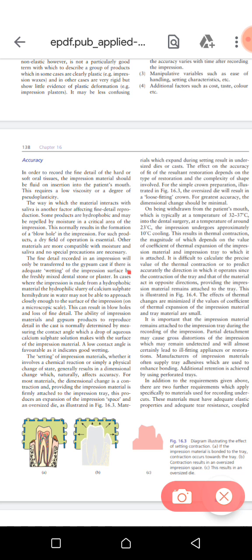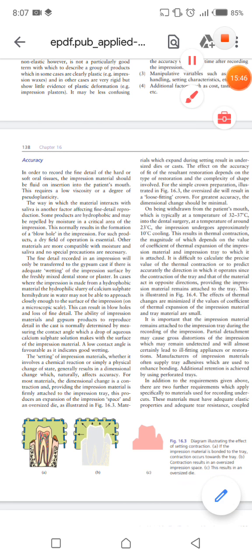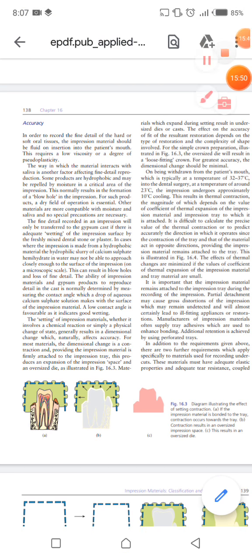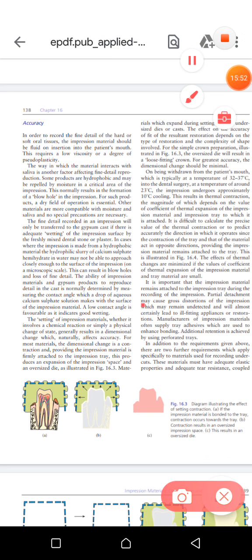Okay, this is the important point. And then we have a low contact angle. Okay, start from here. A low contact angle is favorable as it indicates good wetting. Okay, and then read the whole paragraph after this.